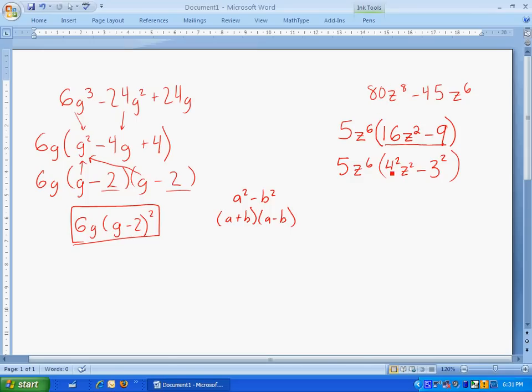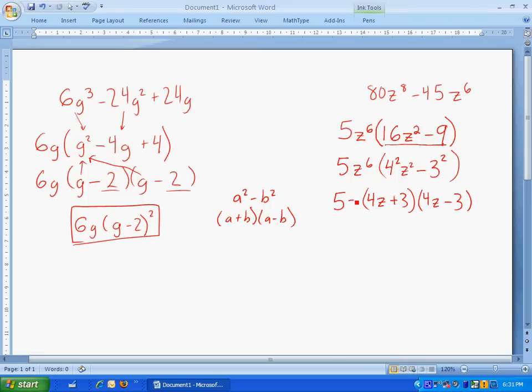But from this point, since both of these are squared, I can separate this into (4z plus 3) and (4z minus 3). Notice I don't have the squareds here because the squareds are getting broken up into these two pieces. If I FOILed this out, I would end up getting 16z squared minus 9. The positive 12z and the negative 12z would cancel out. That's why I don't have a middle term there with the z.